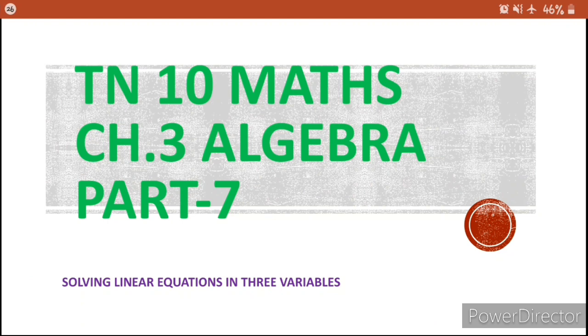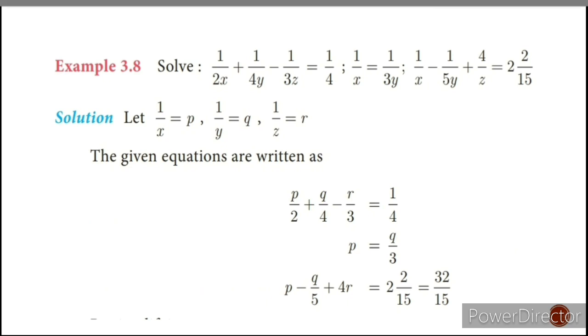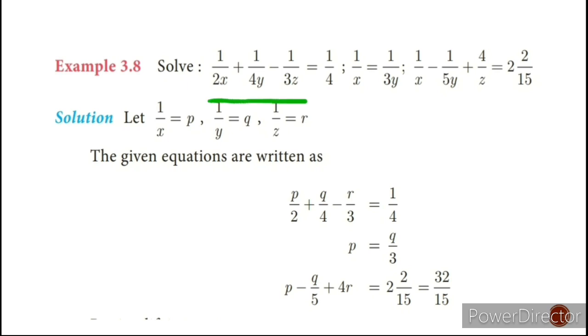Let us start with example 3.8. Solve 1 by 2x plus 1 by 4y minus 1 by 3z is equal to 1 by 4, 1 by x is equal to 1 by 3y, and 1 by x minus 1 by 5y plus 4 by z is equal to 2 by 15.